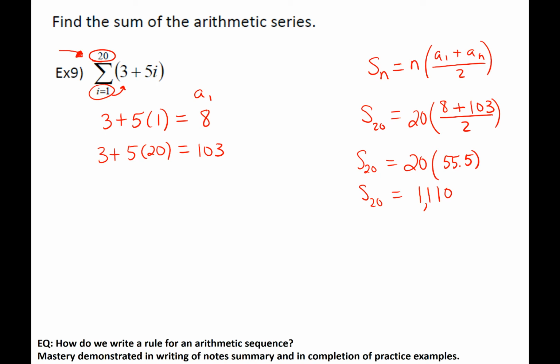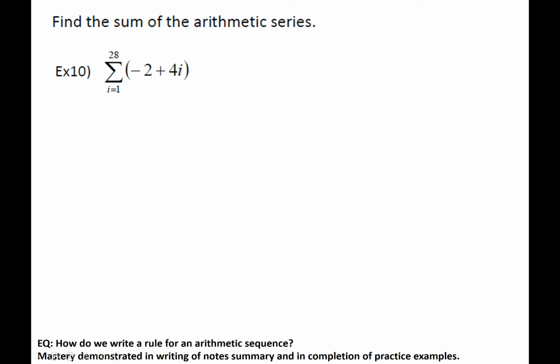All right. So on to the next one. Same basic idea. Find the sum. So we're going to use that formula. S sub n equals n times a sub 1 plus a sub n, all over 2. Then I need all the information. So I'm going to start with the first term. I find the first term by plugging in 1. So I would do negative 2 plus 4 times 1. That's going to give me 2. So that's my a sub 1. And I'm going to go plug that in my formula.